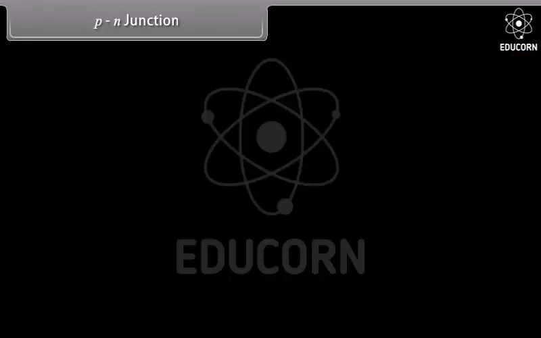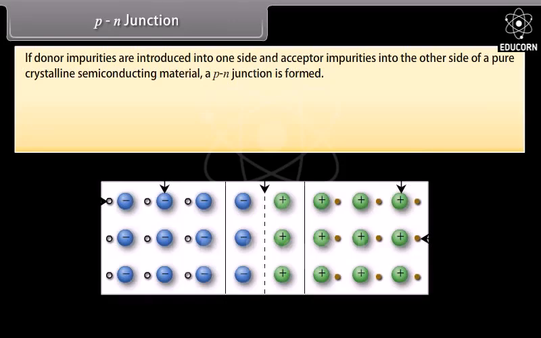p-n junction. If donor impurities are introduced into one side and acceptor impurities into the other side of a pure crystalline semiconducting material, a p-n junction is formed. The donor ion is indicated by a positive sign because after this impurity atom donates an electron, it becomes a positive ion. The acceptor ion is indicated by a minus sign because after this atom accepts an electron, it becomes a negative ion.